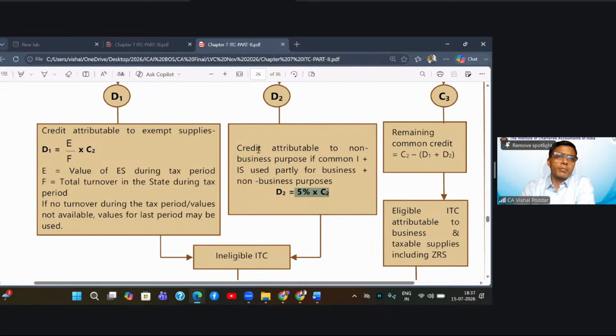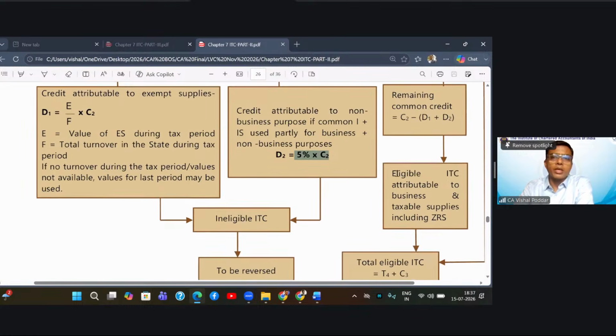D2 represents the proportionate credit which is attributable to non-business purpose. So this 5% will cover your personal usage of mobile phone, your personal usage of laptop, so that is also to be reversed. Now you find out C3. C3 is what? C2 minus D1 and D2. And D1 and D2 were the ones which are attributable to either exempt supply or to non-business use of your common credits. So these two, when reduced from C2, you are left with the amount of C3.